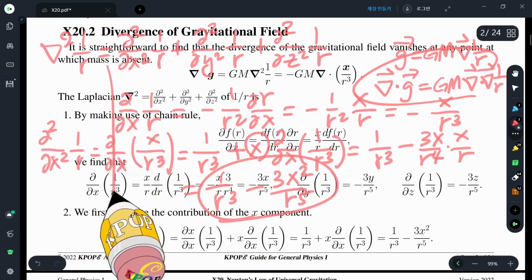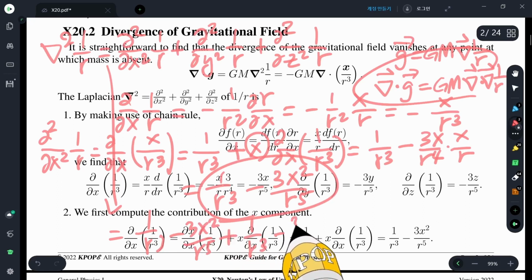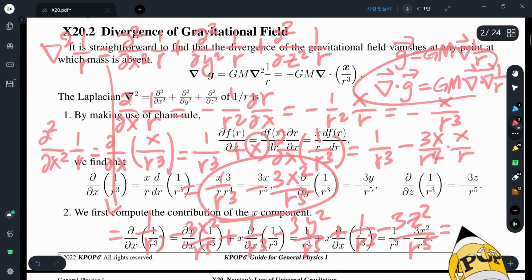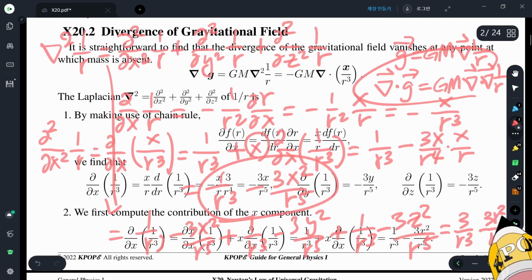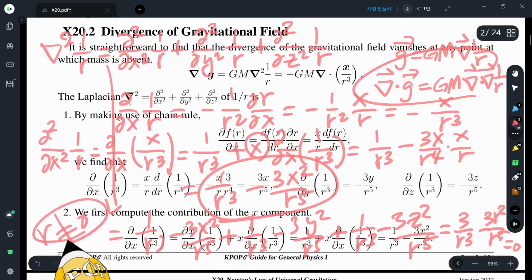So this result is 1 over r cubed minus 3x squared over r fifth, plus 1 over r cubed minus 3y squared over r fifth, plus 1 over r cubed minus 3z squared over r to the fifth power. If I sum everything together, it's 3 over r cubed minus 3r squared over r to the fifth power. So this is 1 over r cubed minus 1 over r cubed, and it is exactly 0. Note that this derivative exists only if r is not equal to 0.